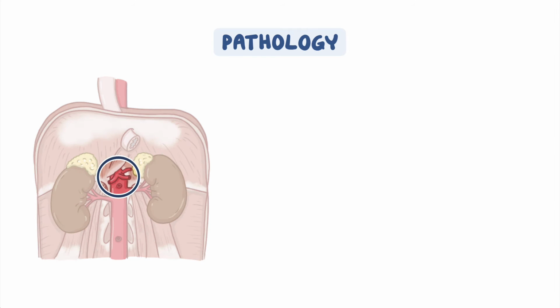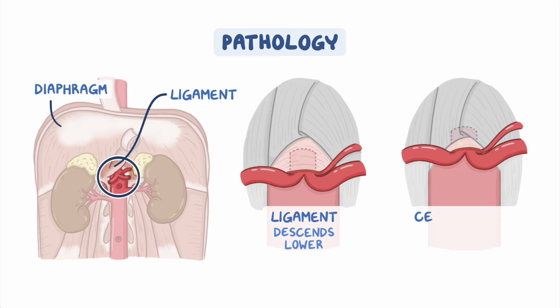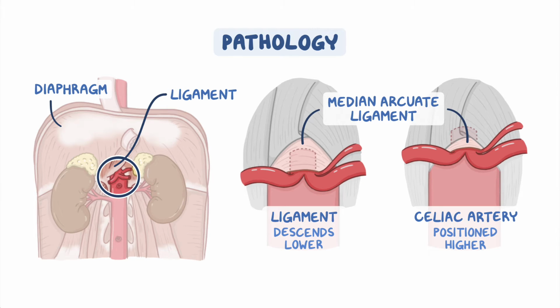MALS is thought to be caused when the ligament attached to the diaphragm descends lower, or the celiac artery is positioned higher on the aorta, resulting in the celiac artery being compressed beneath the fibers of the median arcuate ligament as it passes into the abdomen.